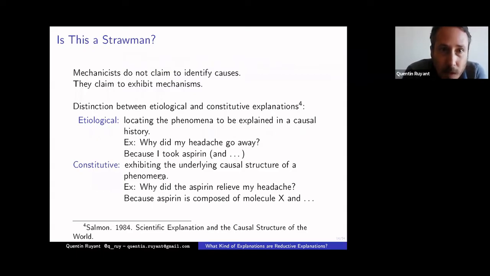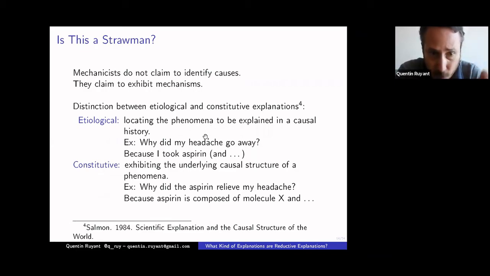Okay. Now, maybe I'm being a bit unfair, because when you read the literature on mechanistic explanations, they do not really claim to explain the phenomena by giving a cause. Mechanicists who say that explaining is giving a mechanism, they claim to exhibit mechanisms, but they do not claim to point to causes of the phenomena.